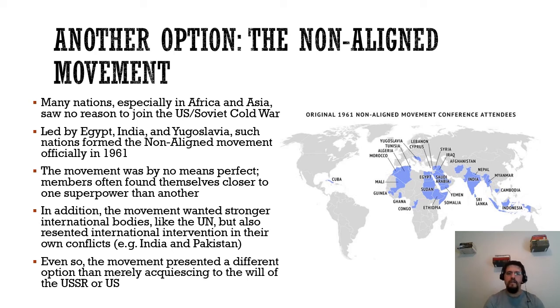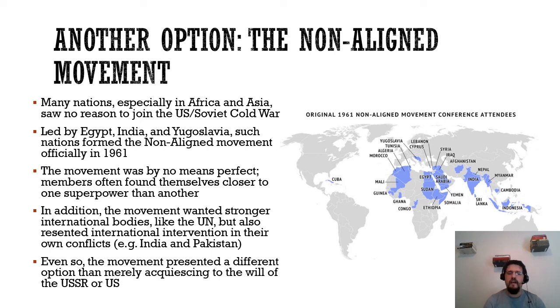The movement wanted stronger international bodies, specifically the United Nations, but also the IMF, the World Bank. But they also were not big fans of international intervention. When India and Pakistan began fighting over Kashmir, one of the many, many times they have done that, these bodies were saying, hey, let's intervene. And India's Prime Minister, Jawaharlal Nehru, pretty much said, no, bad, stay out. I want to fight Pakistan. You don't need to talk to me.